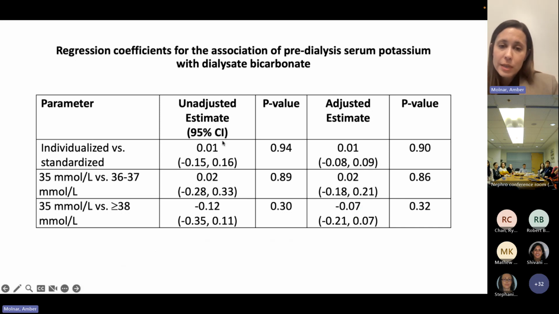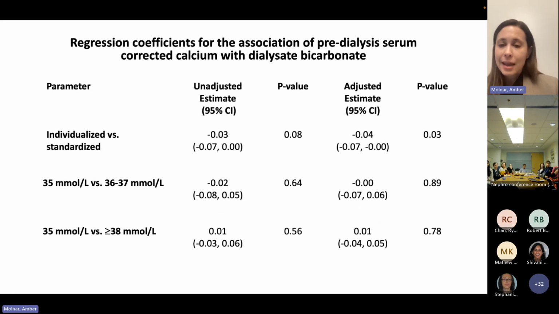We also did look at pre-dialysis potassium and calcium values as part of our observational ICES study. And when we looked at this, we found no difference in the mean potassium value over the follow-up across the different exposure groups. And again, we found no meaningful differences in the pre-dialysis serum corrected calcium. This is not ionized, but rather total calcium here, but overall, no significant differences.